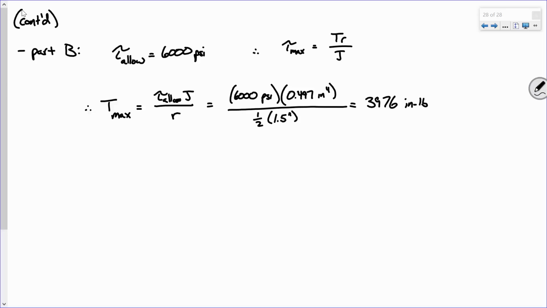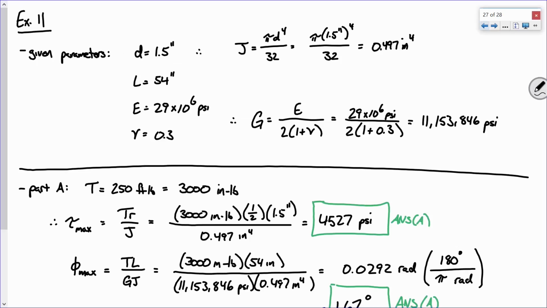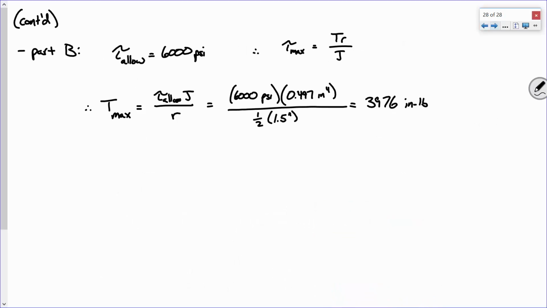And think, everything's linear. So does that number make sense? Go back to what we had before. Before, we put 3,000 on there and we generated about 4,500 psi, 4,527. So does it make sense then that to generate 6,000, we need about 3,976, a little bit more, right? And if you want, you can literally say that 3,000 is to that 4,500 as some number is to 6,000. It's the same thing. It's all linear. So does that number make sense?